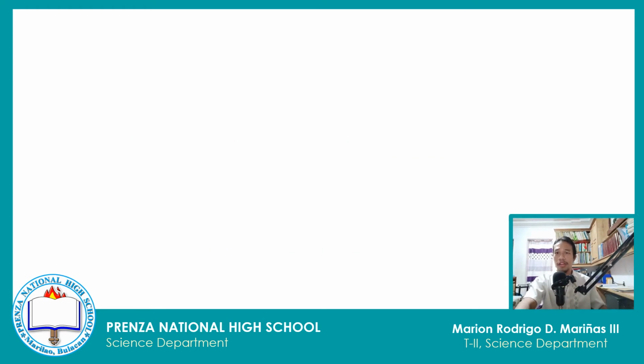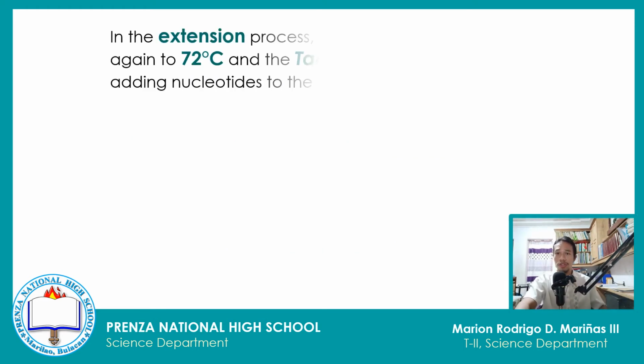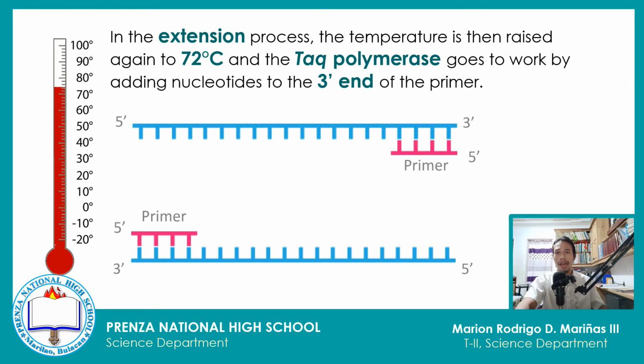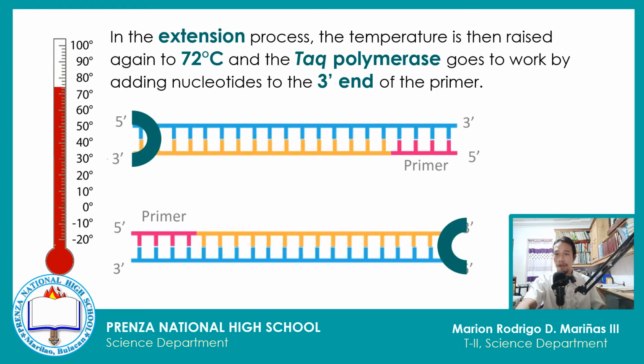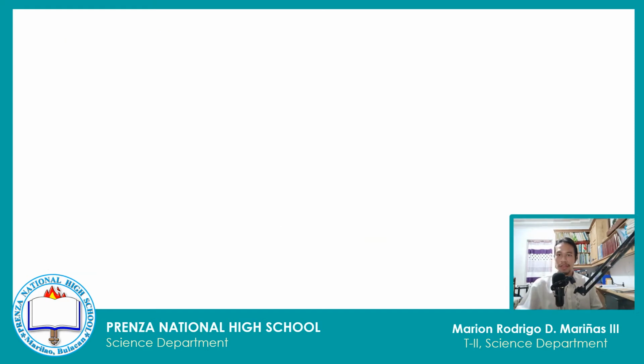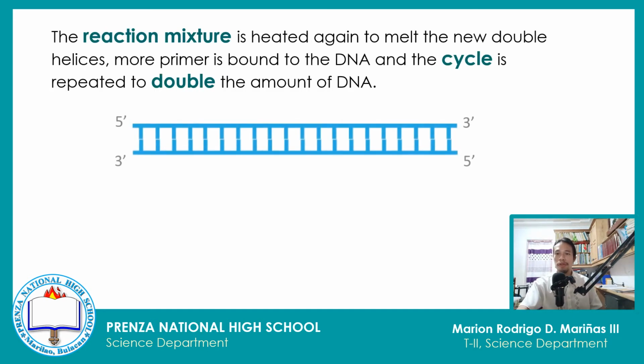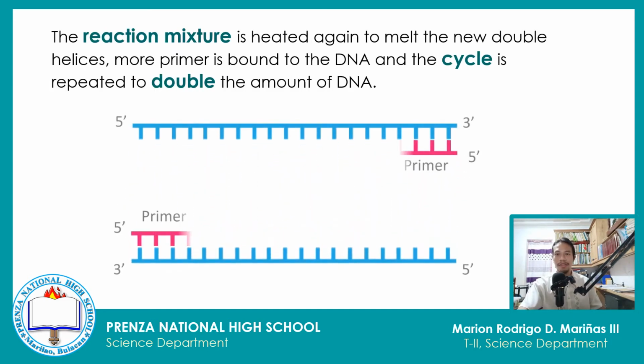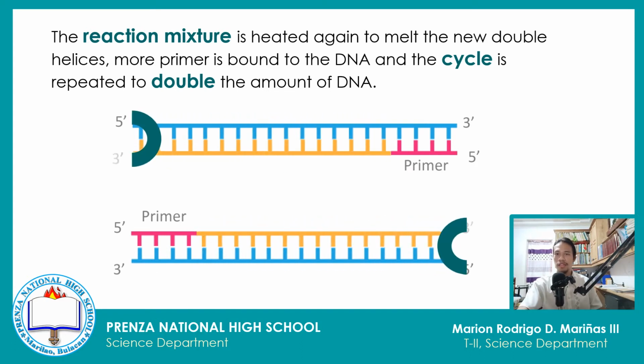Once the primers anneal to the DNA fragments, the temperature is then raised to 72 degrees Celsius and the Taq polymerase goes to work by adding nucleotides to the 3' end of the primer. It takes no more than a few minutes for the Taq polymerase to completely copy the targeted DNA sequences, thereby doubling the amount of DNA. The reaction mixture is heated again to melt the new double helices. More primer is bound to the DNA and the cycle is repeated to double the amount of the DNA. This reaction cycle is repeated as many times as necessary, with each cycle doubling the amount of DNA from the previous cycle.